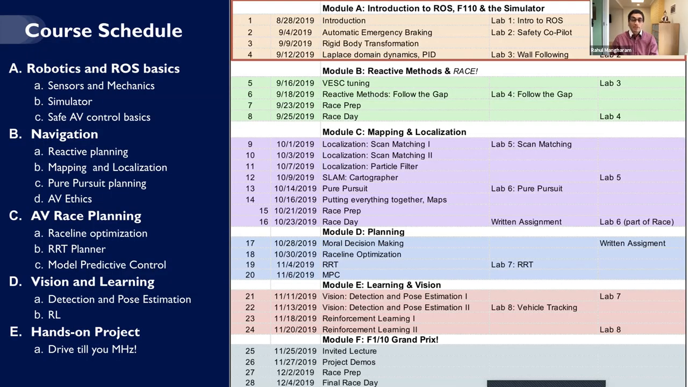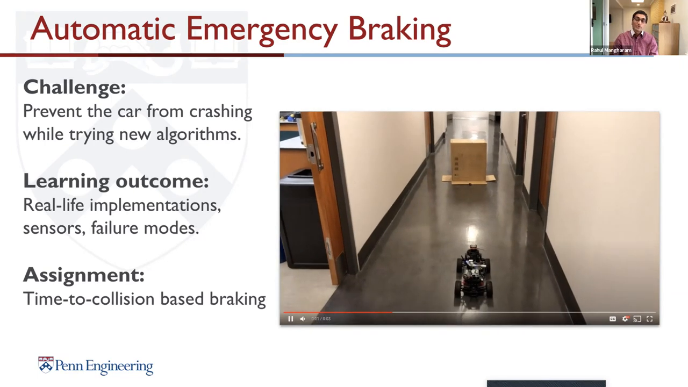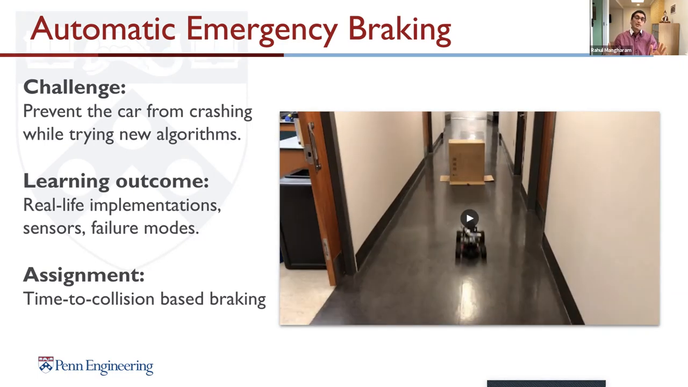So in the introduction, what we start with is, before you learn to use this car, you need to make sure that you learn to drive it safely, so that it doesn't crash into objects and it doesn't crash into the wall. The first lab that we get hands-on with is to build an automatic emergency braking system. With the sensors, you detect how far objects are and you can calculate the time to collision, and then you base your braking on the time to collision, the time it would have taken to crash into that object. And so now you have a car that is at least safe at a very basic level.